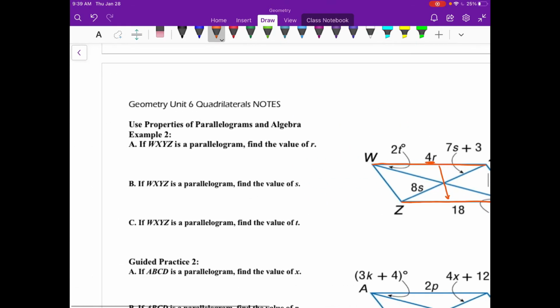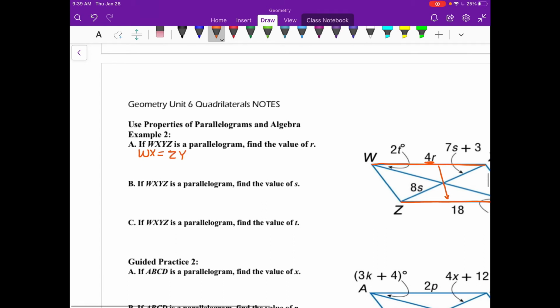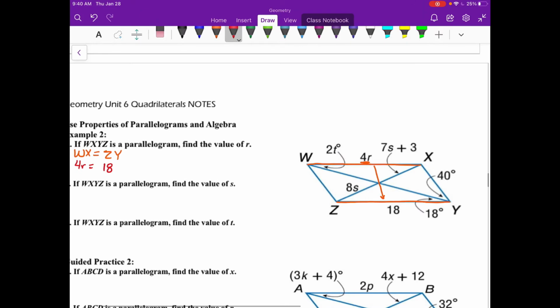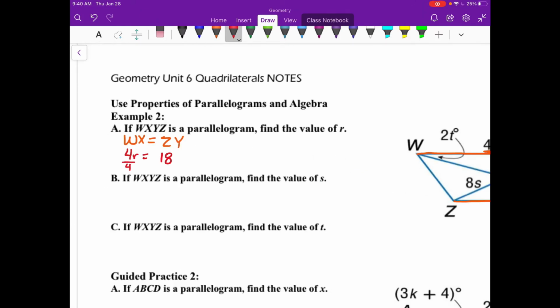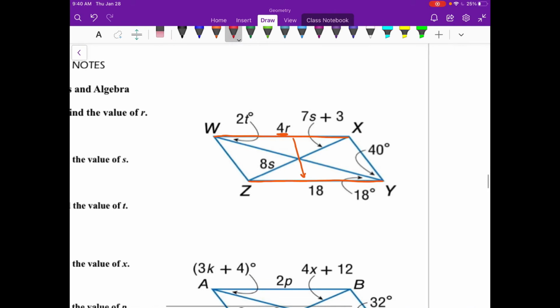Which means that this side is congruent to the opposite side. So I'm going to write that. WX is equal to ZY. Well, WX is the 4R that we need to solve for, and ZY is 18. So I'm going to solve for R by dividing by 4 on both sides, and I get R is equal to 18 divided by 4, which is 4.5.